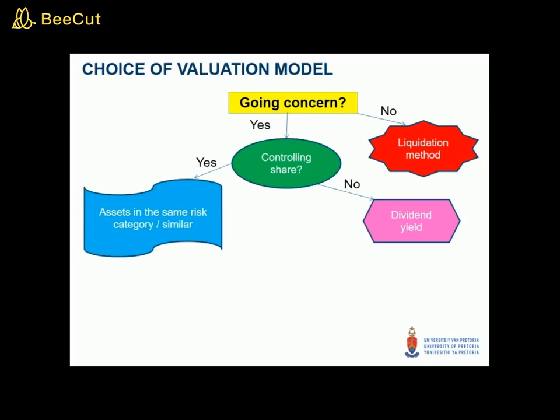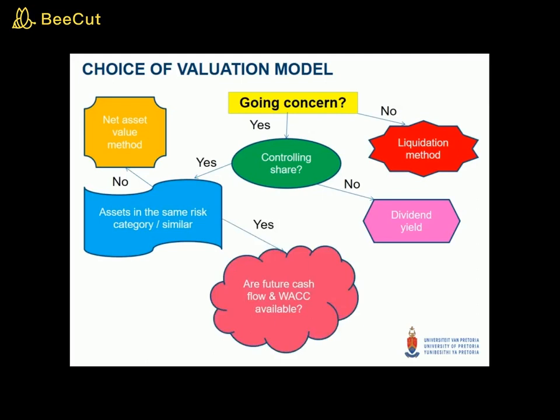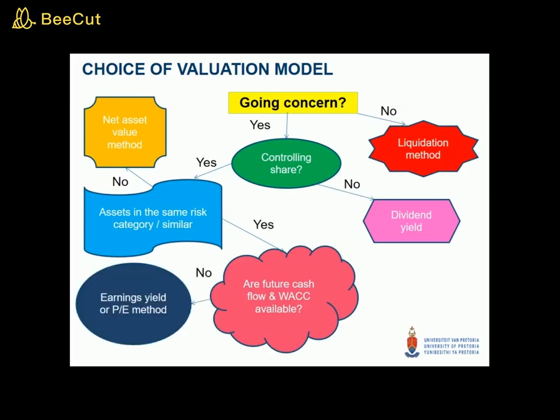If it is, we're going to ask ourselves, are all the assets within this business under the same risk category? If they're not, we're going to use the net asset value method. In other words, value each business unit separately and add them up to determine the overall value. And if they are, we've got to then ask ourselves, are there future cash flows, and is WACC available? If not, we look to our earnings multiples. But if they are available, we look towards a free cash flow model. All right, and this is just useful for you to have that overall picture of where we're going and what we are actually doing.